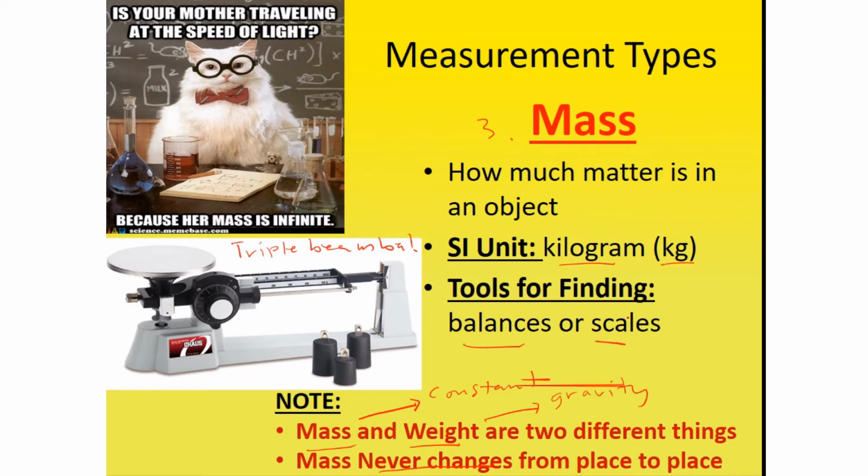There is a difference between mass and the term called weight. Mass and weight are two different things. Mass never changes from place to place, but weight changes because of gravity. Your weight is measured in grams. Example, when you're on the moon, the gravity pull on the moon is different from Earth. So that's the difference between mass and weight. Mass is not concerned with gravity. Weight is concerned with gravity.